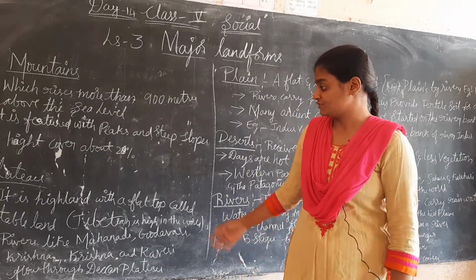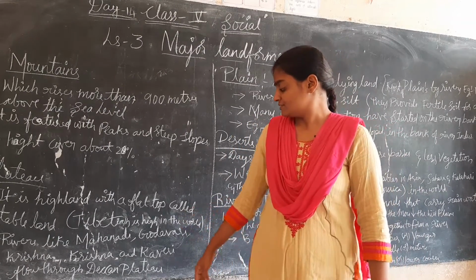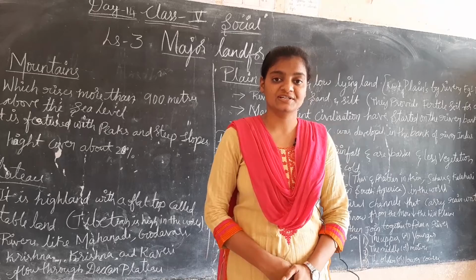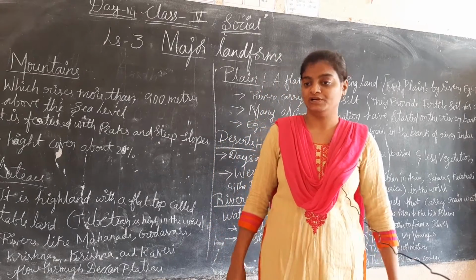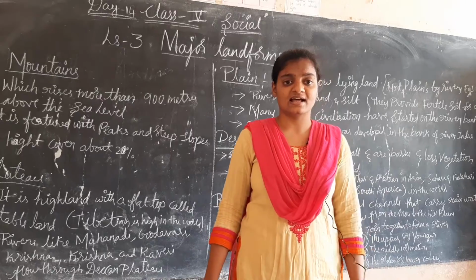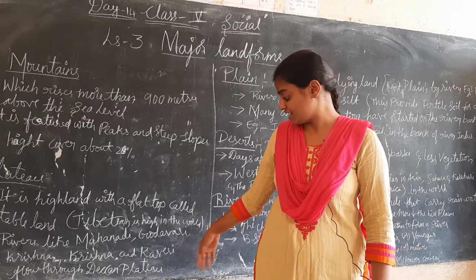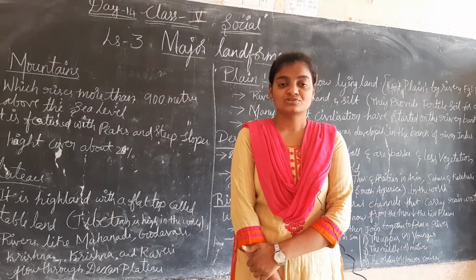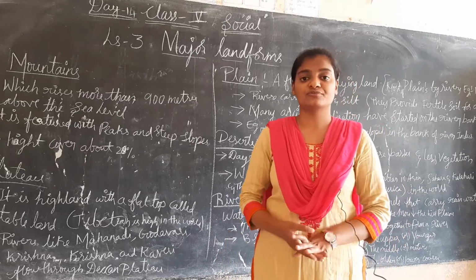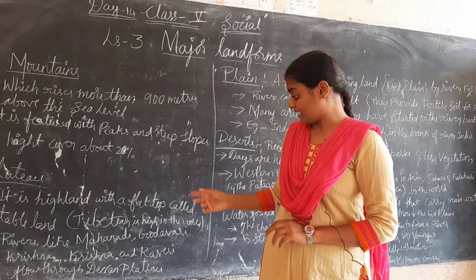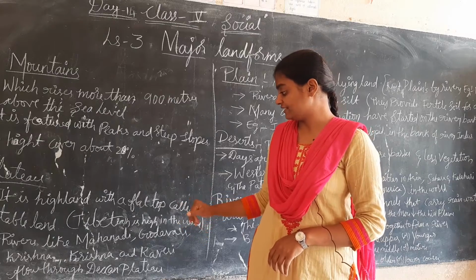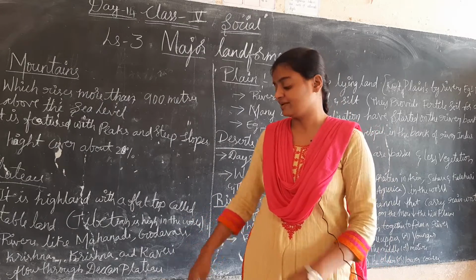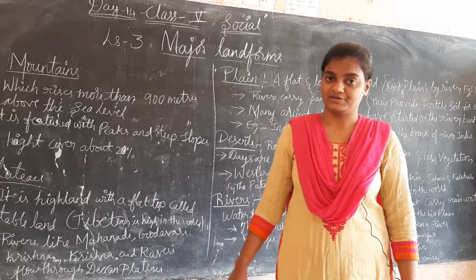And next, plateaus. Tibetan is the highest plateau in the world. Some rivers in India like Mahanadi, Godavari, Krishna and Kaveri flow through the Deccan Plateau. So in India we have the Deccan Plateau, right? Mostly rivers also flow in the plateaus.